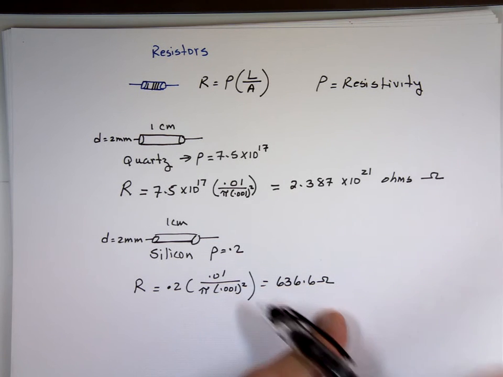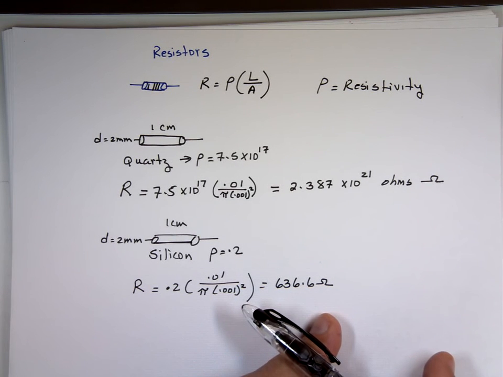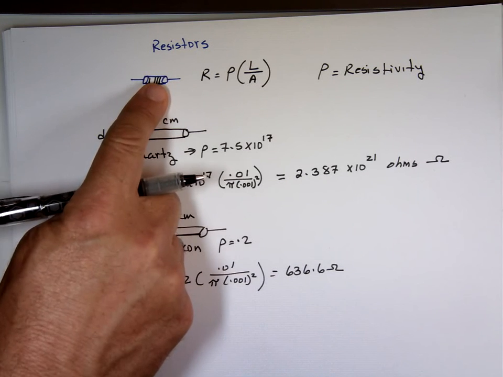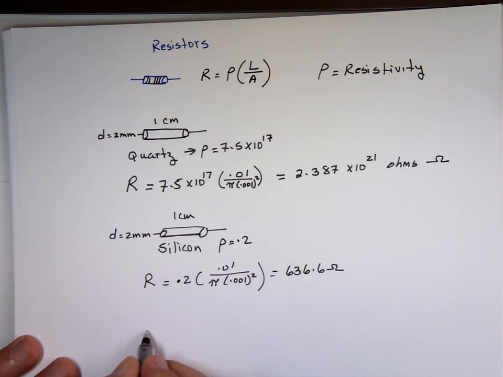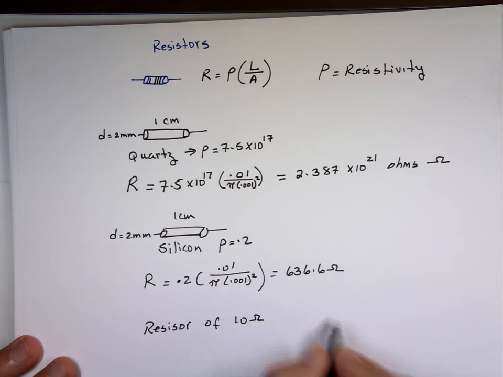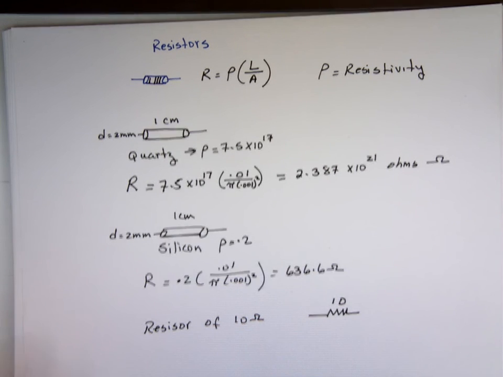Now, we call them resistors because they resist the current. They block the current from going through it. So when we draw a picture of a resistor, we're not going to draw that. The way we draw a resistor of 10 ohms, for example, is like this. That's a 10 ohm resistor.